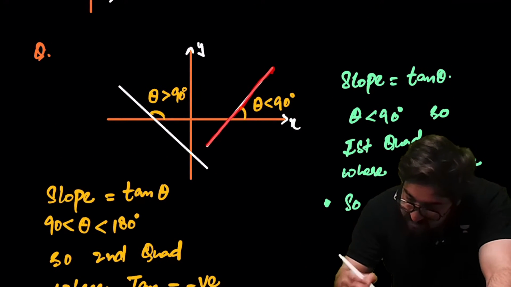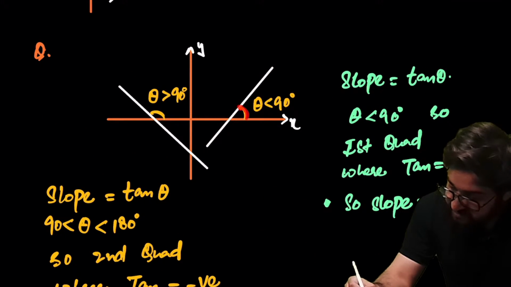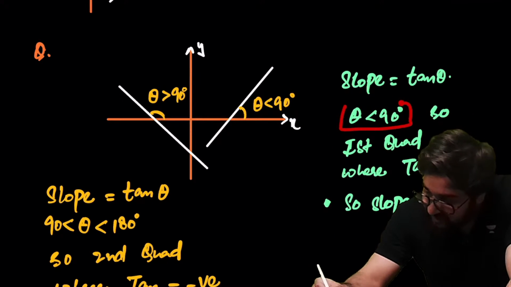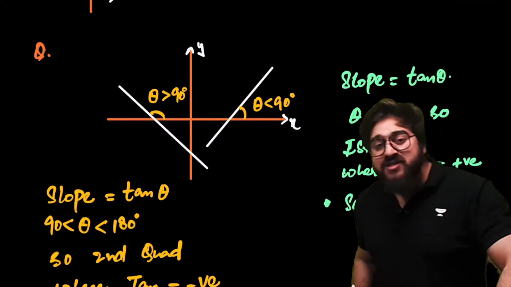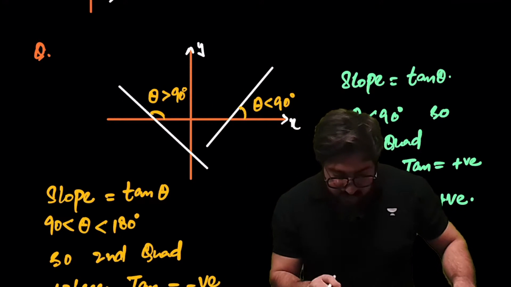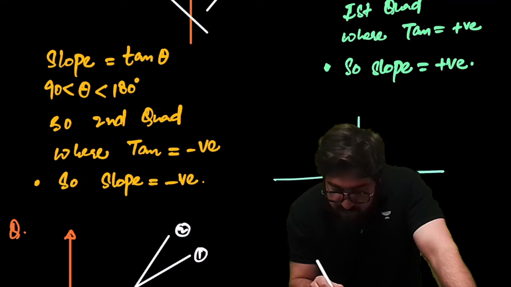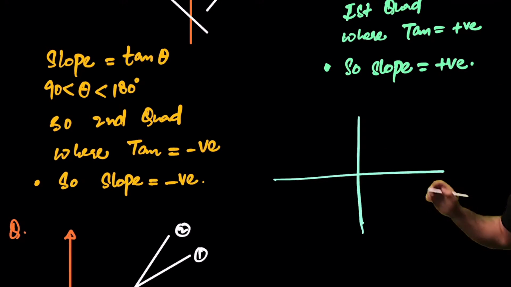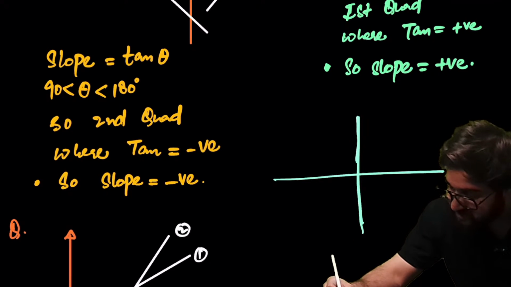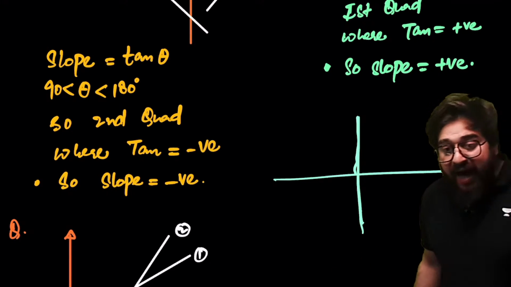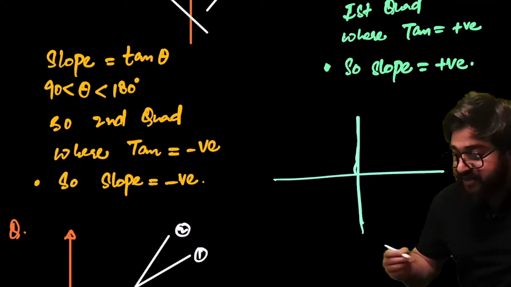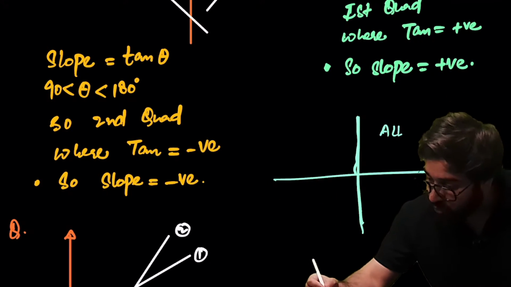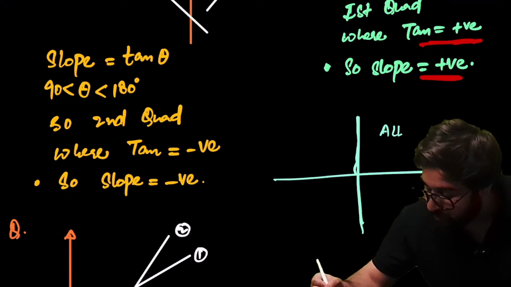If we talk about this line, in this case, we say, sir, this is the angle. Theta is less than 90. My dear friends, if theta is less than 90 degrees, which quadrant are we talking about, sir? If we make the four quadrants over here, when it comes to the first quadrant, theta is less than 90 over here, because 90 degrees is this line. And when theta is less than 90, all are positive, which means tan is also positive. So in the first quadrant, tan is positive, which means slope is positive.